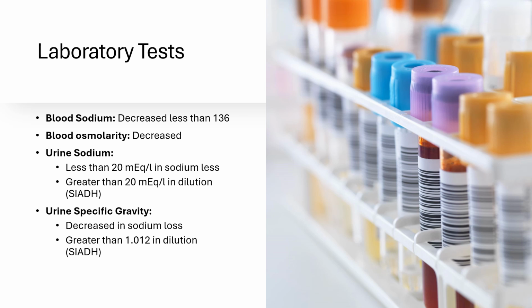Your urine sodium, now this is where it gets kind of difficult, and you have to think about this: if it's due to just lack of fluid, lack of electrolytes, it's going to be less than 20. However, if it's due to dilation, it's going to be greater than 20. My urine specific gravity is going to be decreased in sodium loss and then greater than 1.012 in dilation. So you really need to make sure that you're keeping it separated: is this hyponatremia due to lack of sodium, or is this because it's so diluted it appears like it has a lack of sodium?